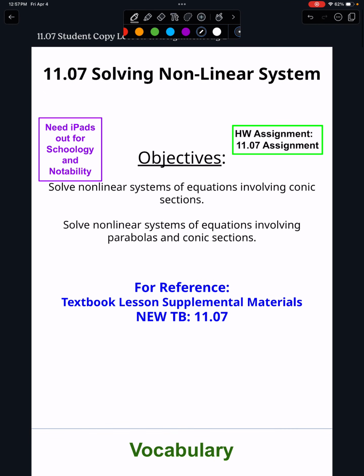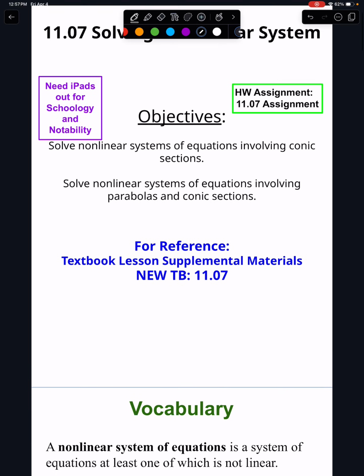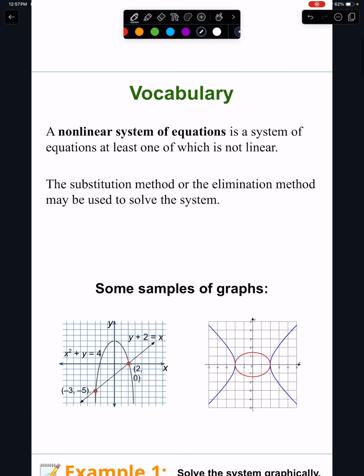All right, hello, 11.7 solving nonlinear systems. So to start off with, we're going to look at some nonlinear systems. Similar to how we did systems of equations with two variables, now we're looking at some that are not linear. This means one or both of the equations is not going to be a straight line anymore.